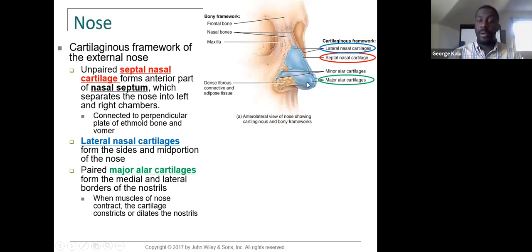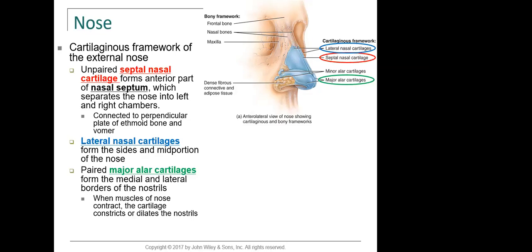And so in order to help us sniff, what's going to happen is the muscles around our nose are going to contract. And when they contract, they're going to allow the cartilage to either constrict or dilate, depending on whether we're inhaling or exhaling through the nose. So we have the septal cartilage, the lateral nasal cartilage on the lateral sides of the nose, and then the major alar cartilage, which makes up the point of our nose and our nostrils.